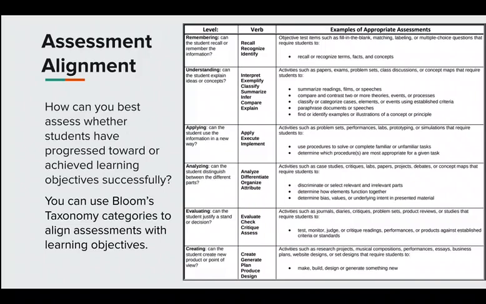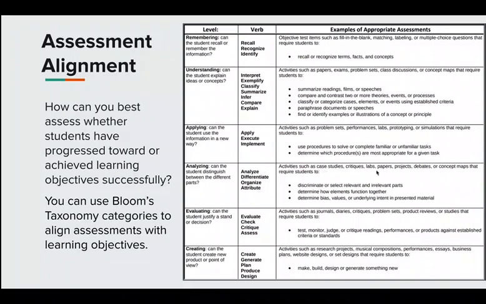We can use Bloom's taxonomy, again, use these categories to align assessments with learning objectives. Some assessments are going to work better for particular types of tasks than others. So if we want students to focus on this remembering category with these verbs of recall or recognize or identify, using tests where we expect fill in the blank, matching, labeling questions, where we expect students to recall or recognize terms, facts, and concepts, as opposed to, let's say, analyzing. Can students distinguish between different parts? Can they analyze, differentiate, organize, or attribute?